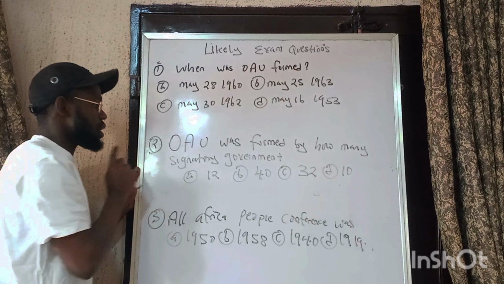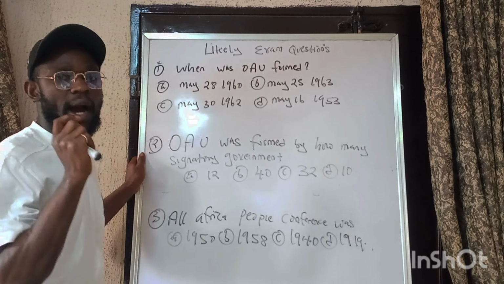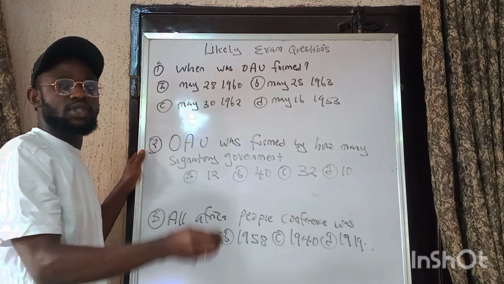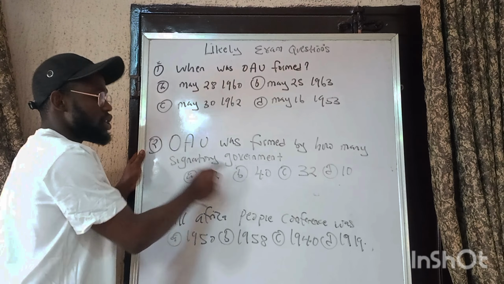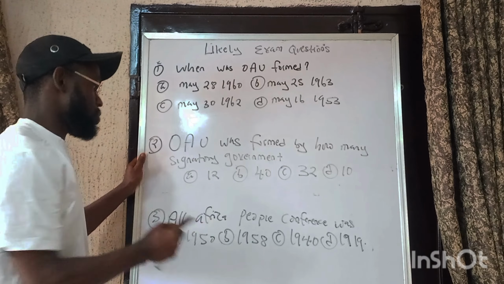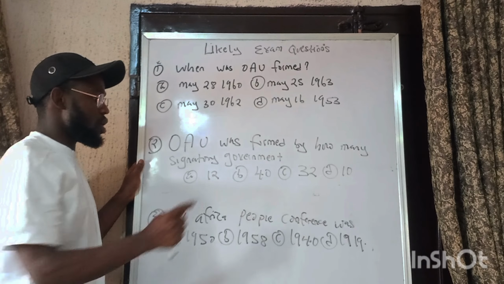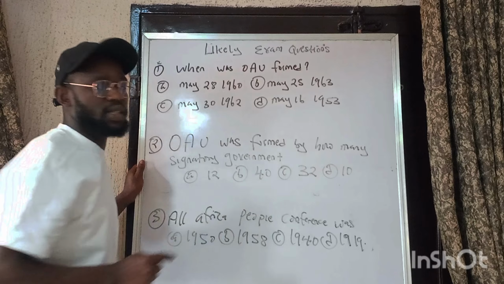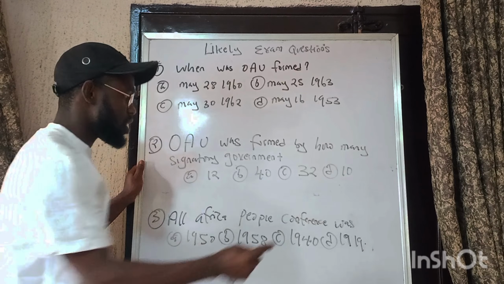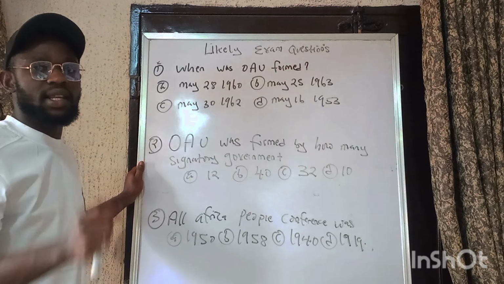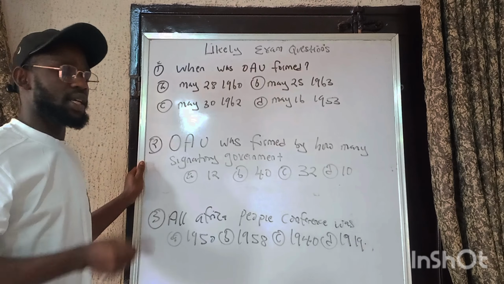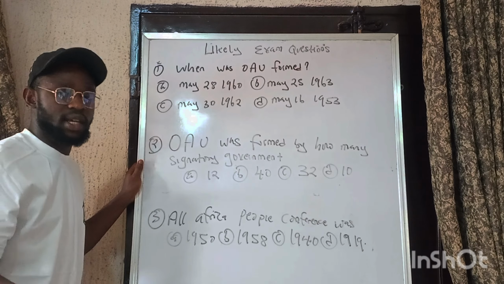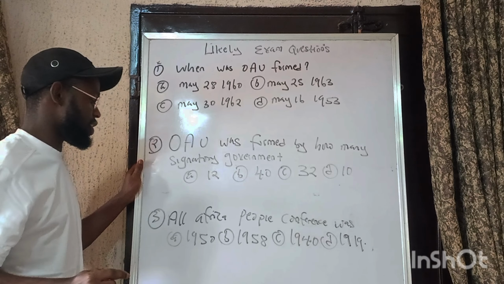Question 2 says, OAU was formed by how many signatory governments? So how many signatory governments were involved in the formation of OAU? Option A says 12 countries. Option B says 40 countries. Option C says 32 signatory governments or countries. Option D says 10 countries or signatory governments. Question number 2 is highly important because of this year's exam, WAEC, NECO or JAMB as the case may be.